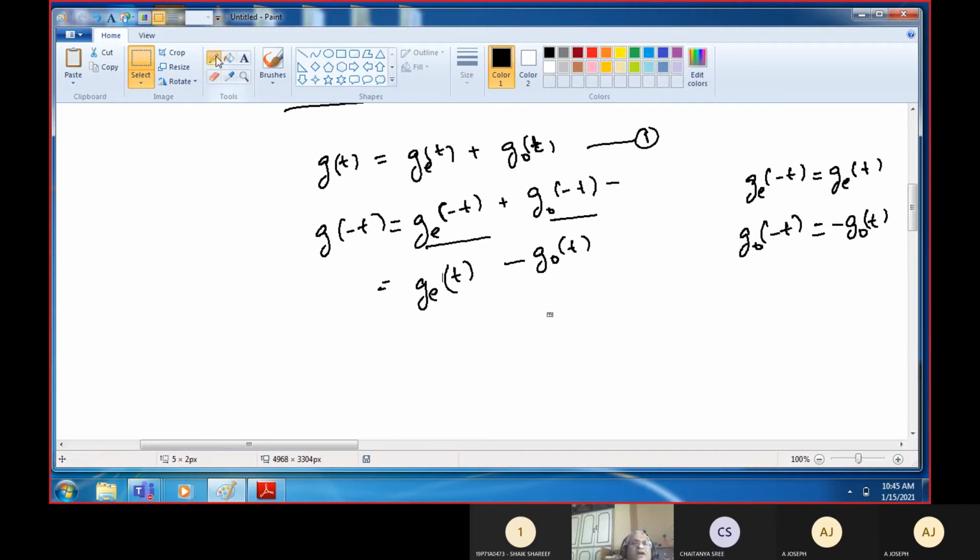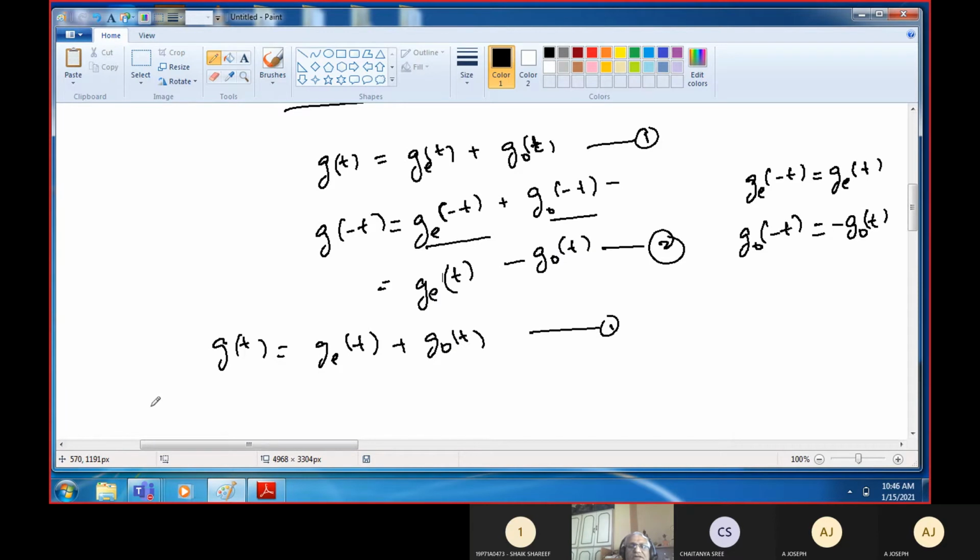Now this I will call as the second equation. So I have two equations now. What are the two equations? In one case, g of t is equal to g even of t plus g odd of t. I did not change the value. In the second case, g of minus t is equal to even part of t minus odd part of g of t.